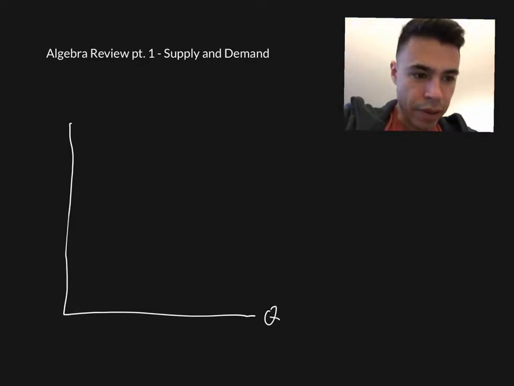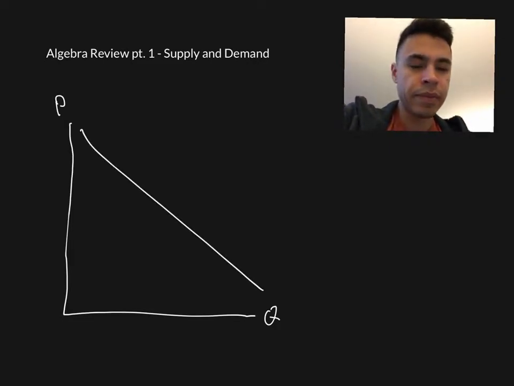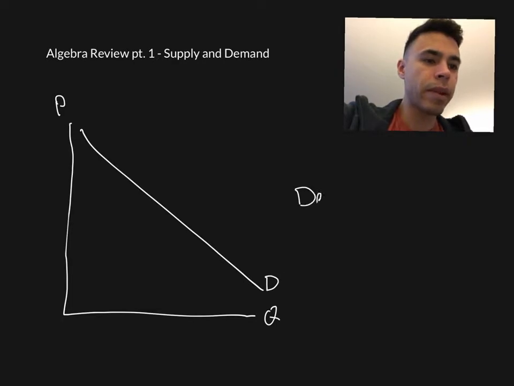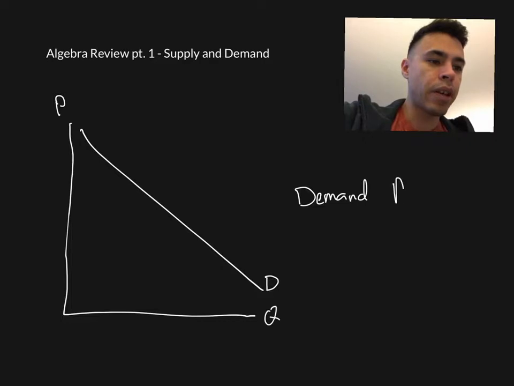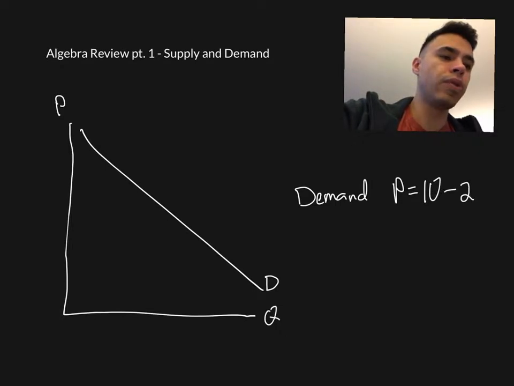So we're going to start by drawing. Always label your axes, quantity, price. Let's say we have a demand curve that looks like this. And let's say that the equation for the demand curve is given by price is equal to 10 minus 2Qd.